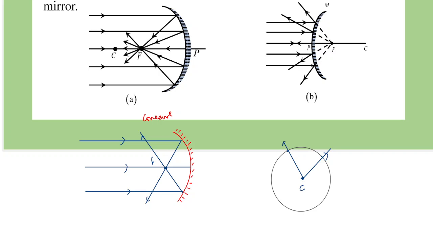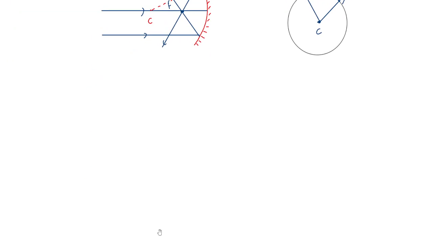So in the same sense, somewhere here is the center of curvature. So if we draw the normal, it will go like this. So the angles formed here and here are the same. So this point where light rays actually meet after reflection is called the focus. This is for a concave mirror.